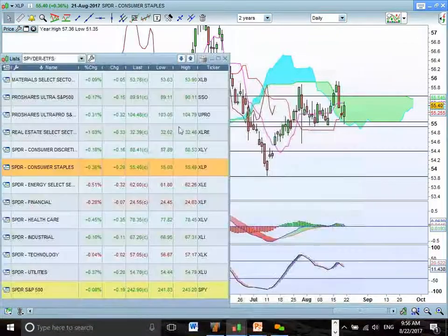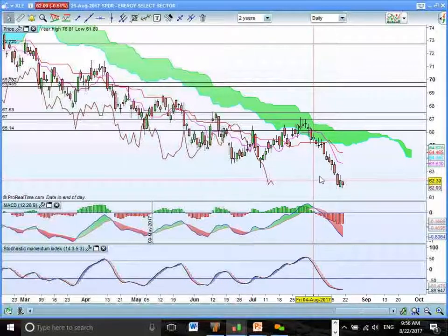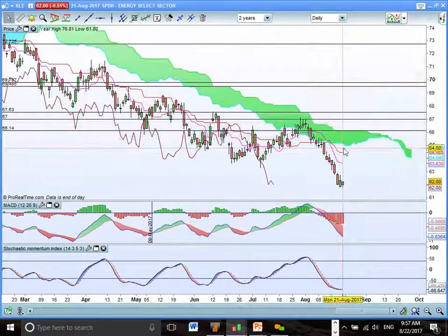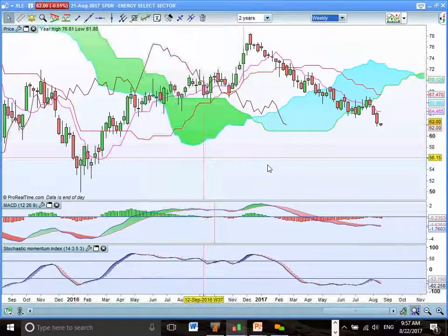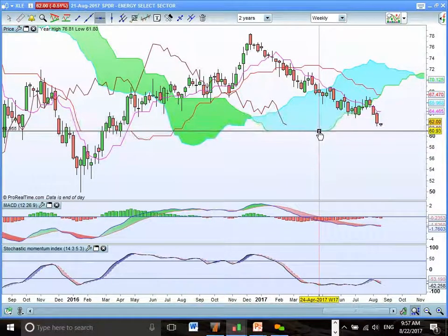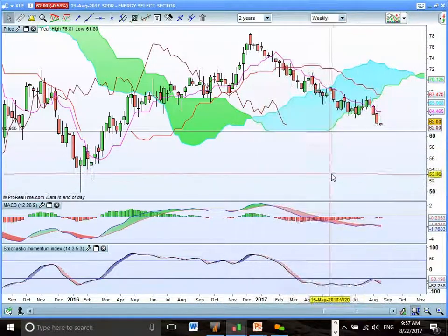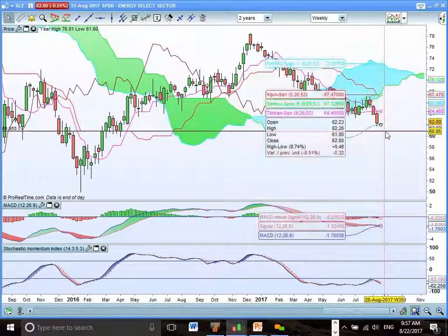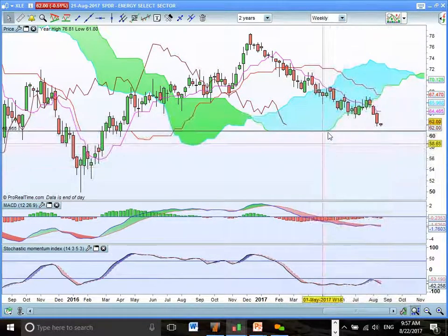Energy Select, XLE, ran into resistance at the top end of the cloud here. You can see this cloud remains a major resistance zone for it. If we go to the weekly just to see where the support is, watch very closely for this level at 60. That would be a big area to be looking for a potential rebound here. Support to come at the 65 level. Watch that level very closely to see if support's going to come in here. That would be a nice retracement, a rebound trade.